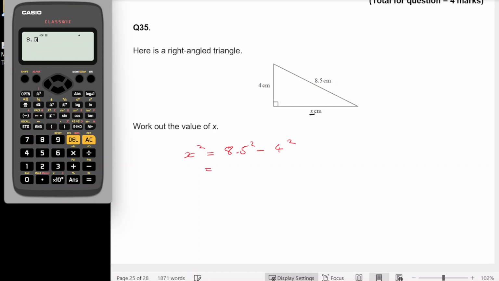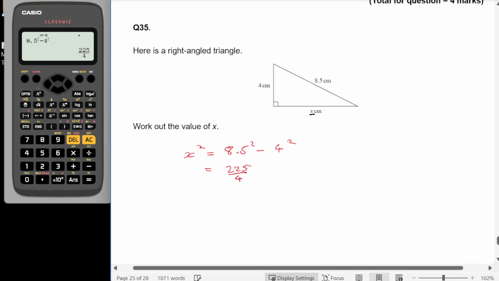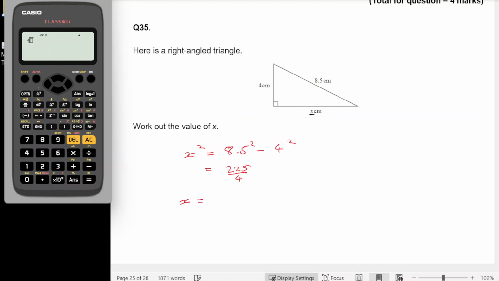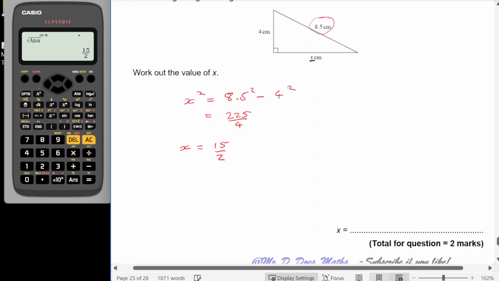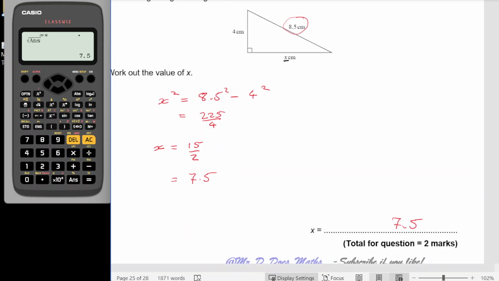So 8.5 squared minus 4 squared is going to be equal to, I'm actually going to put it like that, 225 over 4. So x is going to be the square root of that, so square root my answer, 15 over 2. I'm going to not leave that as my answer though, because my question has decimals in it, so I'm going to leave my answer as a decimal, so 7.5. And I am going to put centimetres, although technically speaking, because it's implied that x is in centimetres there, I don't think we'll get a mark for that.